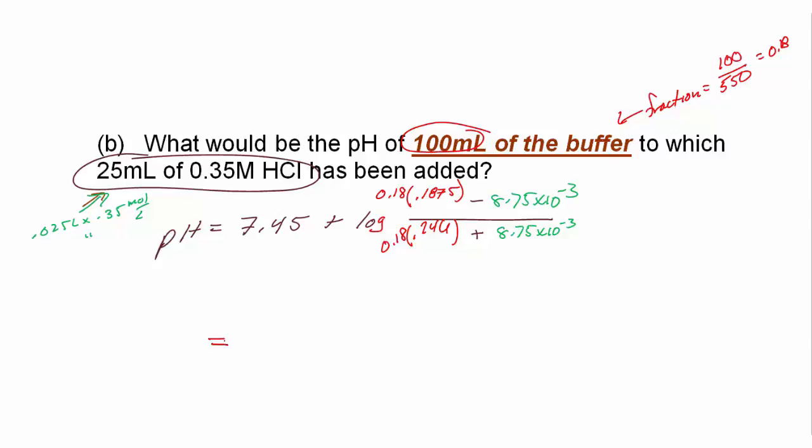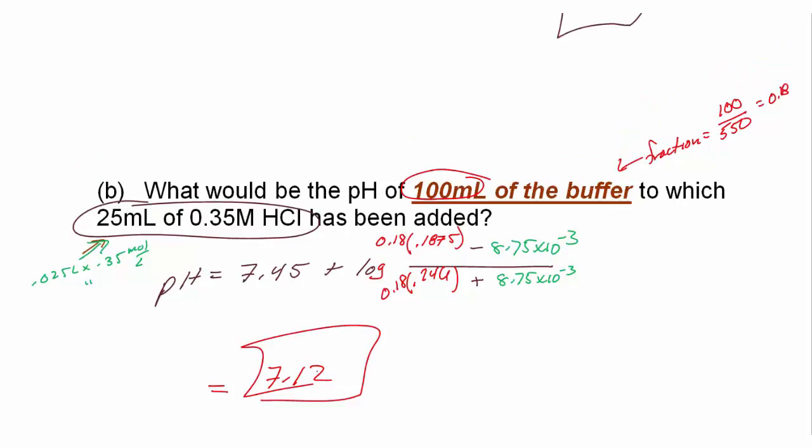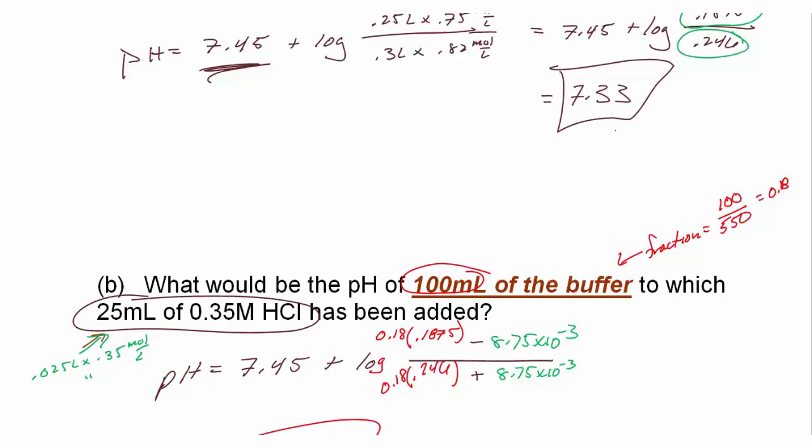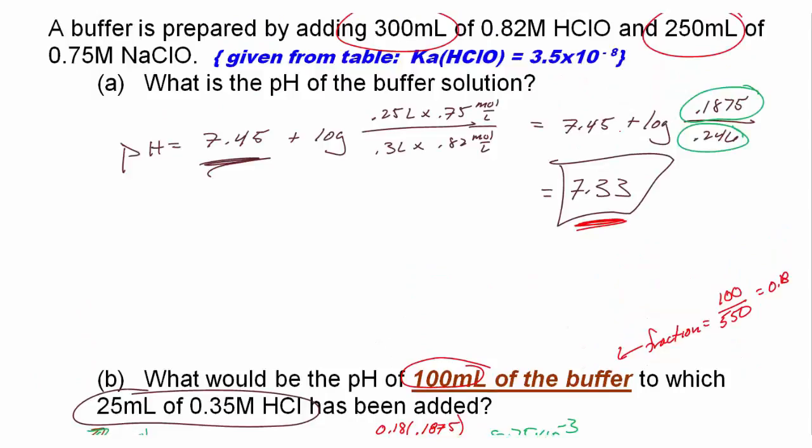See if we can get this to work. 0.18 times 0.1875 minus 8.75 times 10 to the negative 3, divided by, parentheses, 0.18 times 0.246 plus 8.75 times 10 to the negative 3, close parentheses, equals, log, plus 7.45, 7.12. Does that make sense? Yeah, it went down a little bit more than it did before because it was 7.33.